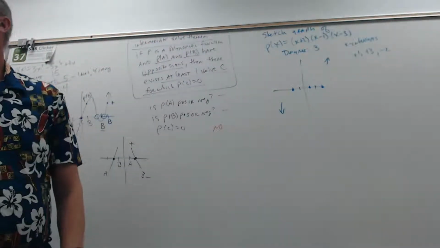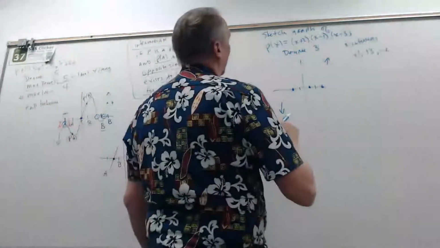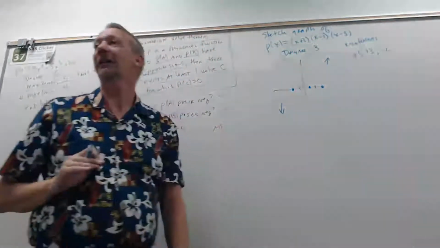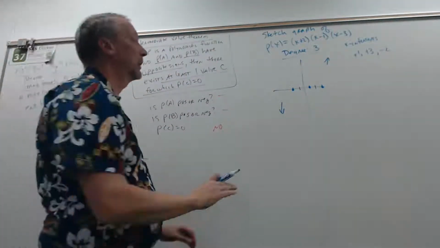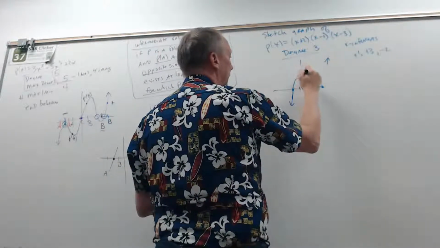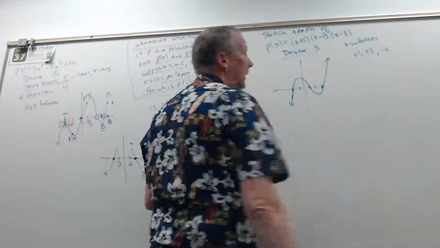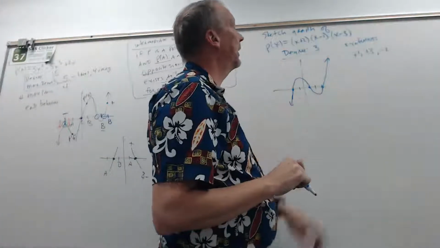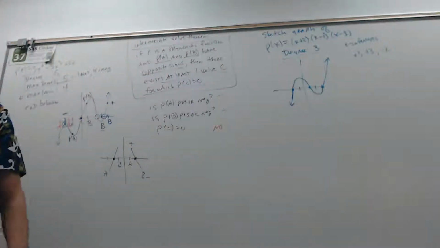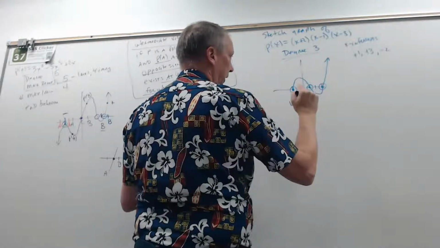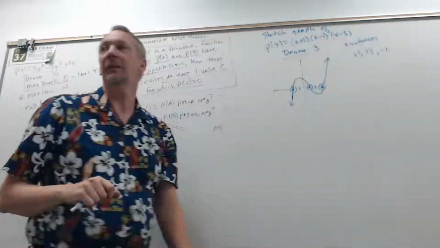Now that I know my degree, I'm going to have how many total maximums and minimums? 2. So I'm going to redraw this something like this. And so I can get a basic idea. I don't quite know where that crosses, but I can probably figure it out eventually. The purpose here is I want to make sure I've got all 3 of these zeros on here, and the end behavior.